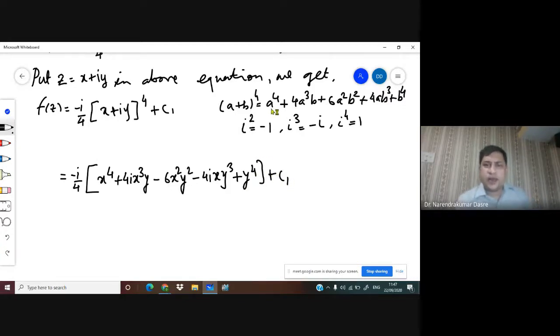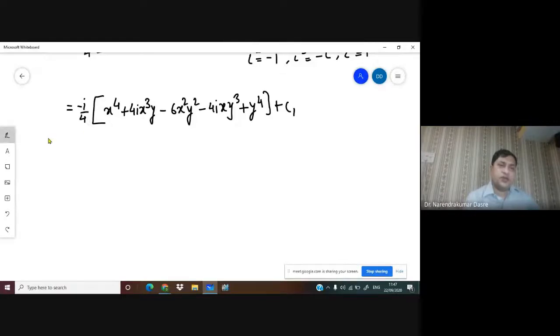See here, a is going to be x and b is going to be iy, and then we know i^2. So here we'll have y^2 i^2, and i^2 is -1, that's why I have taken it here. Here I'll have i^3 y^3, and hence i^3 is equal to -i, so I have written -i. Then here i^4 y^4, and i^4 is equal to 1, so this is going to be y^4. And now what we have to do is multiply by this -i/4 inside.